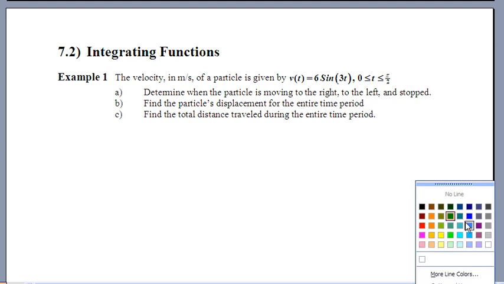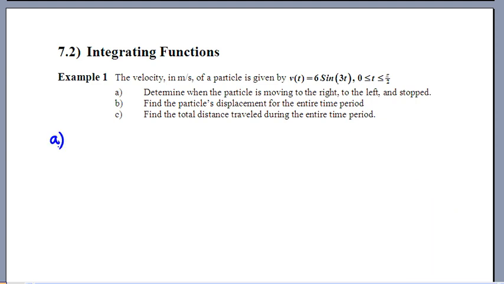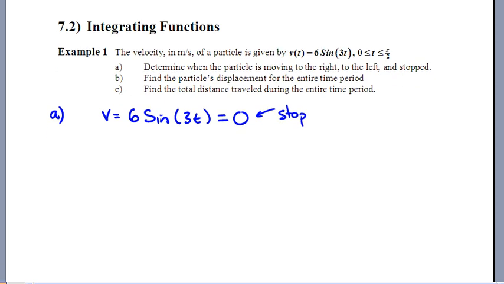I'm going to start off by actually looking at when it's stopped, trying to figure out when that velocity is equal to 0. So they've told me that the velocity is 6 times the sine of 3t. And I'm wondering, hey, well, when would that actually be equal to 0, right? So putting in a velocity of 0, forcing that to be 0, I can figure out when this particle is stopped. Well, if I divide by 6, I find out that the sine of 3t has to be 0. And I'm kind of wondering, well, what are my options here for t for doing that?